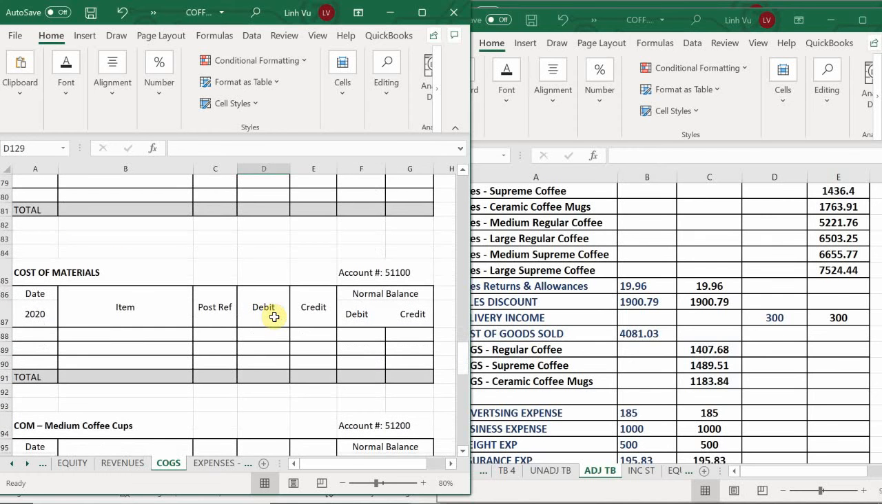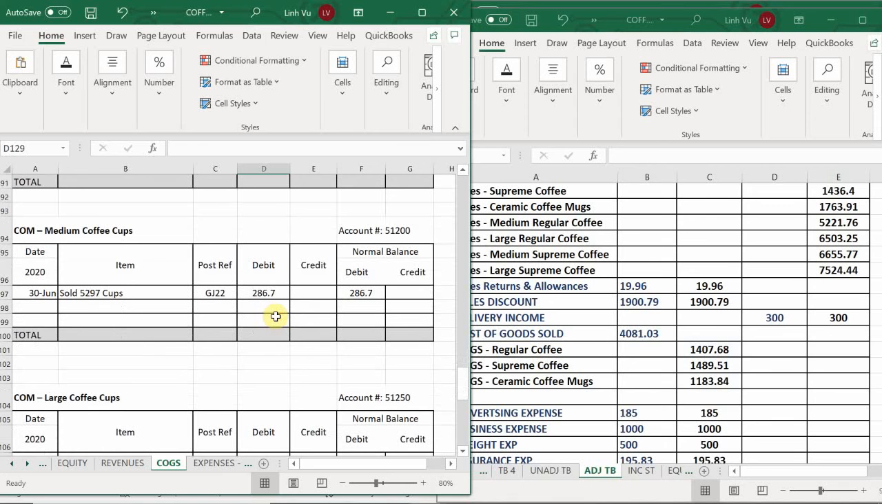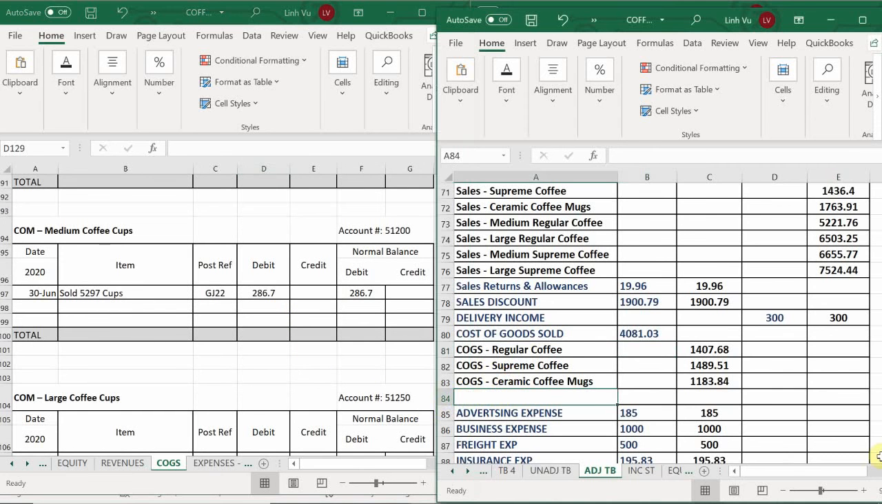Then we have the cost of material. Yes, we have the cost of material. So that is going to be a main account.